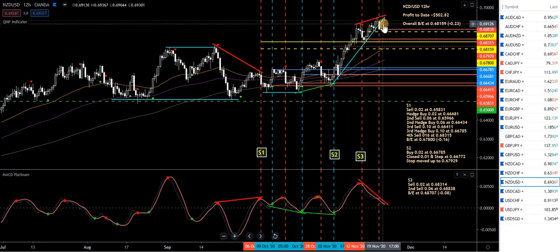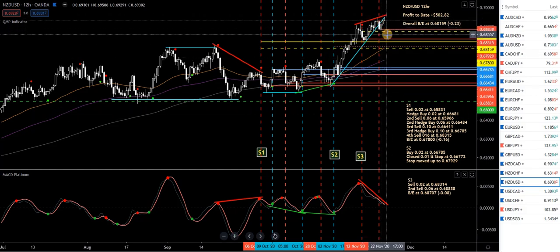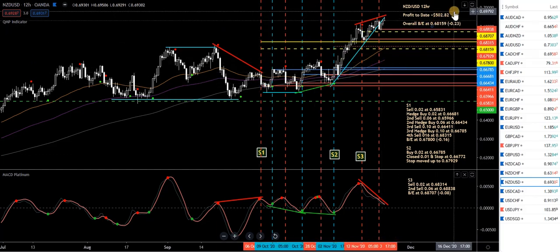Sequence 3 was a trend line break, that second sell there, and it's gone against me, but I'm pretty confident it'll eventually come down, and sequence 1 starts here. So $502 profit on the New Zealand USD.